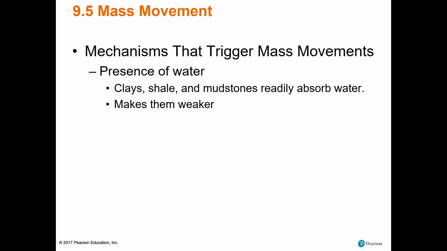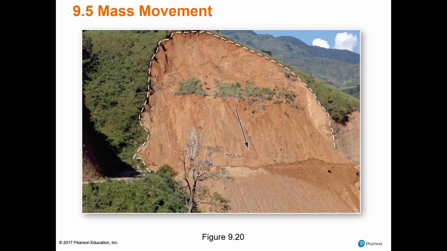The presence of water can trigger mass movements, and soil types like clay, shale, and mudstones will readily absorb water. That makes them very heavy and very prone to sliding in a mass movement event. They're weaker because they get inundated or soaked with that water. So you can see here the dotted line is showing you an area of a recent mass movement, and the vegetation is starting to grow back, but you can definitely see a difference in the surrounding vegetation, and then there's the soil or the dirt is revealed.